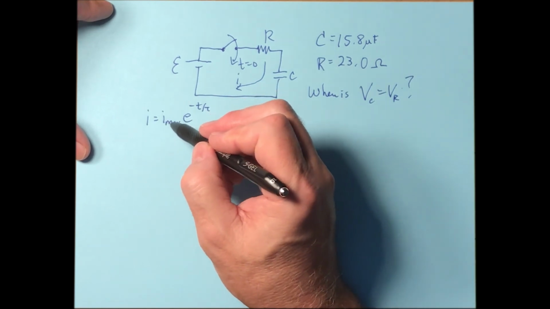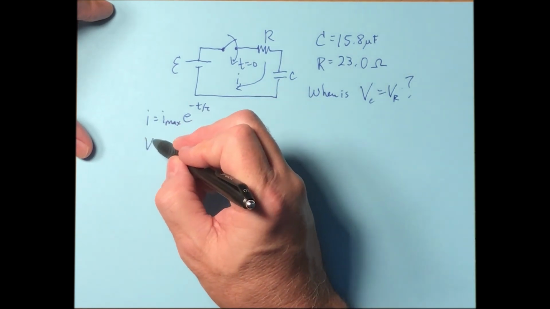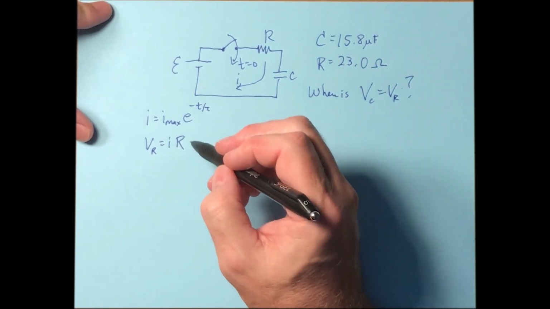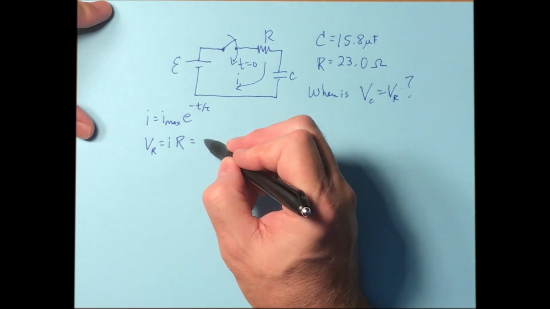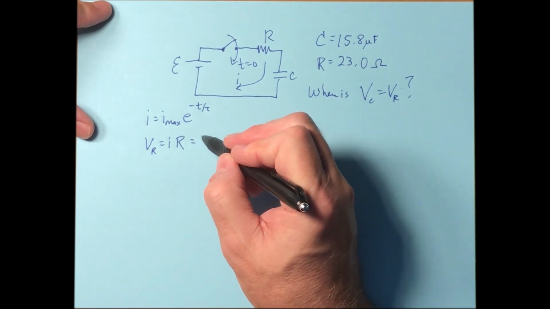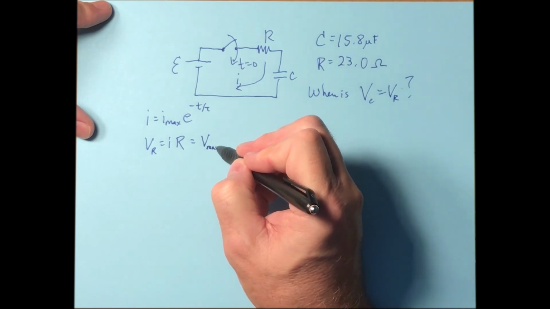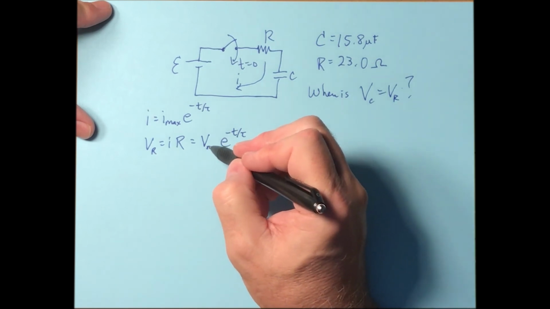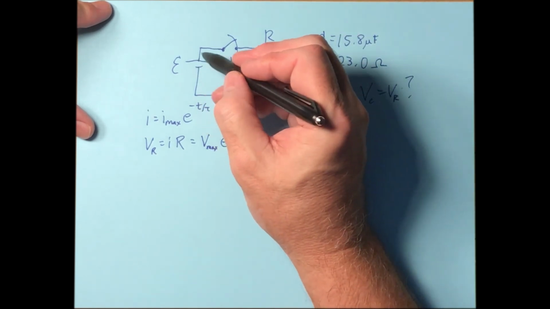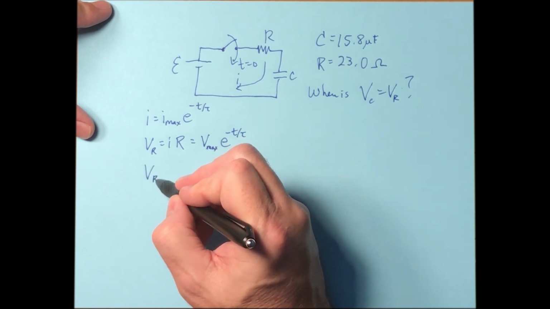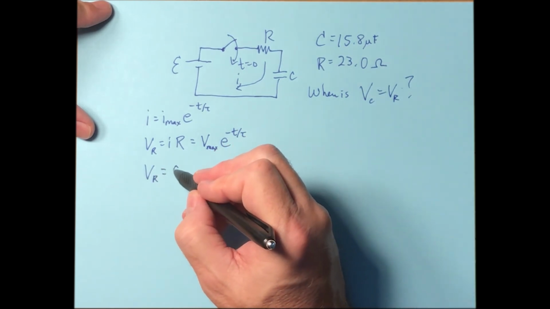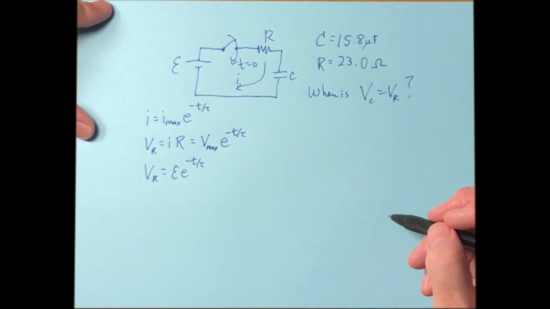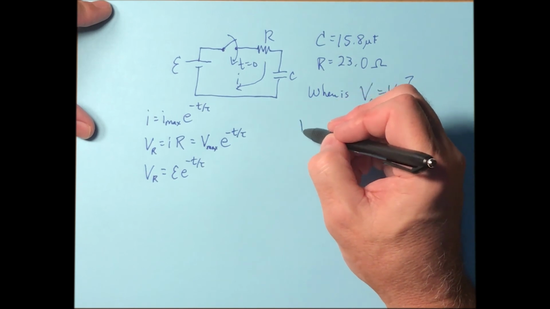Now why is that important? That's important because the voltage across the resistor is going to be I times R. So what's the voltage across the resistor going to look like? It's going to look like some maximum voltage times e to the negative t over tau. Well, what's that maximum voltage going to be for the resistor? It's going to be E. So the equation for the voltage across the resistor is E times e to the negative t over tau, like that.